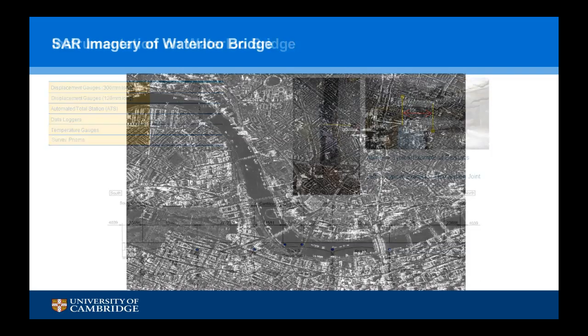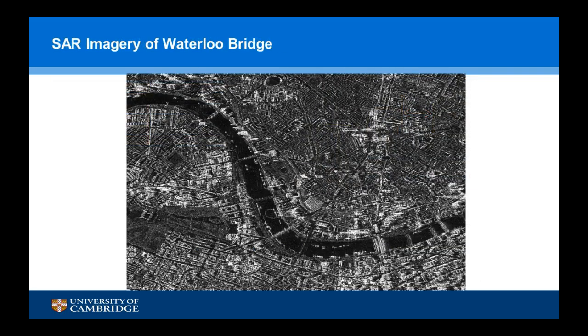Now, this is a radar image. You can see the dark bit in the middle is the River Thames, and each of these things crossing over it are bridges. You can see the London Eye there as well. With Waterloo Bridge, we looked at the imagery before doing any of the analyses and noticed that actually Waterloo Bridge itself is not a very reflective object.